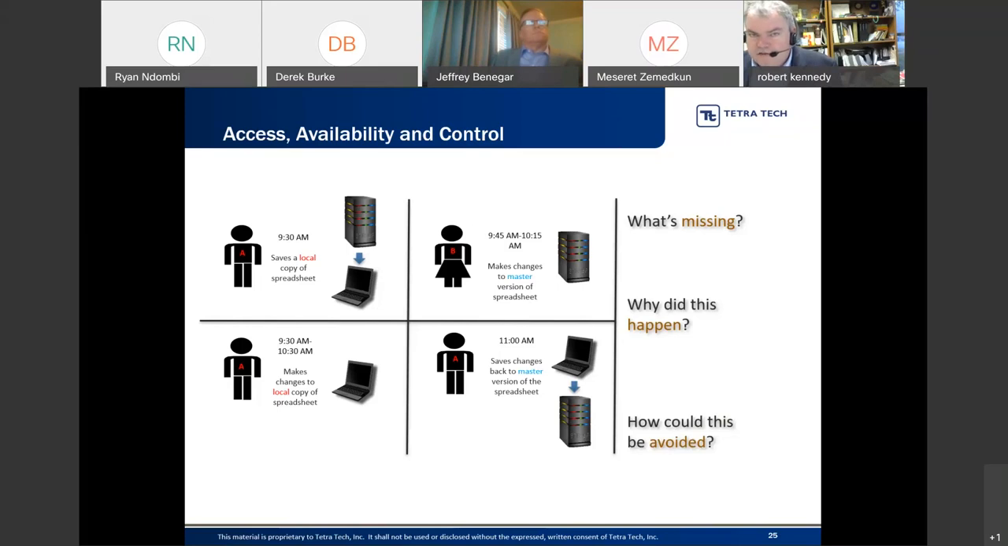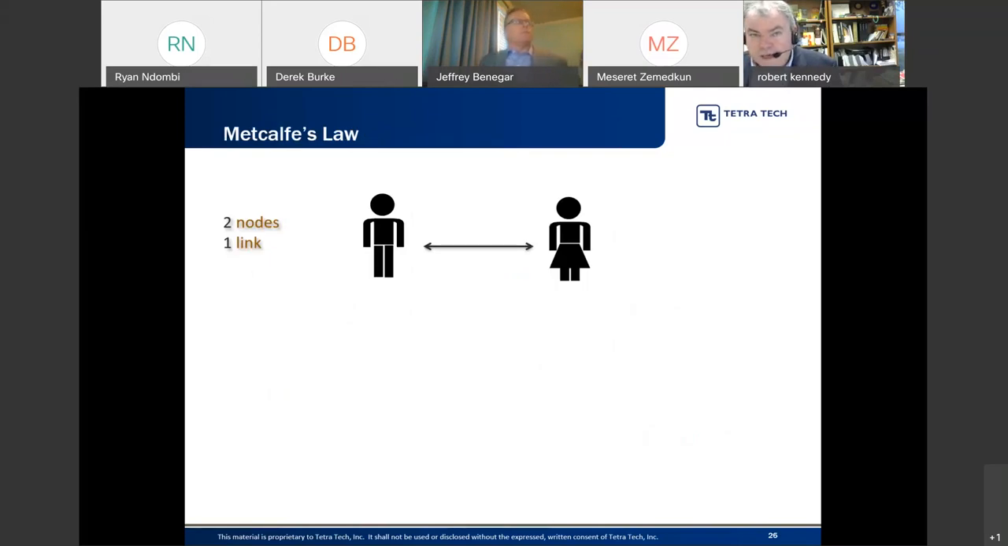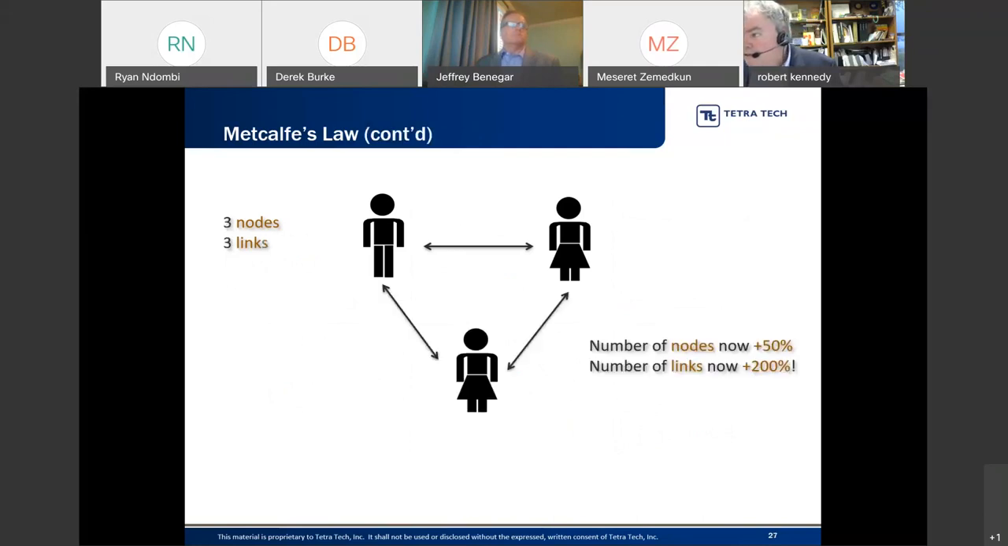Now, I've been using an example of Mr. A and Ms. B. That's just two people. And you can see with just two people, you can have a coordination problem. So, one node, another node. So, two nodes, one link. Add just one more person to the equation. So, we increase the number of nodes in this simple network by 50%. But look, now we have three possible links where before we only had one. The number of links, even though the number of nodes increased by 50%, the number of links increased by 200%.